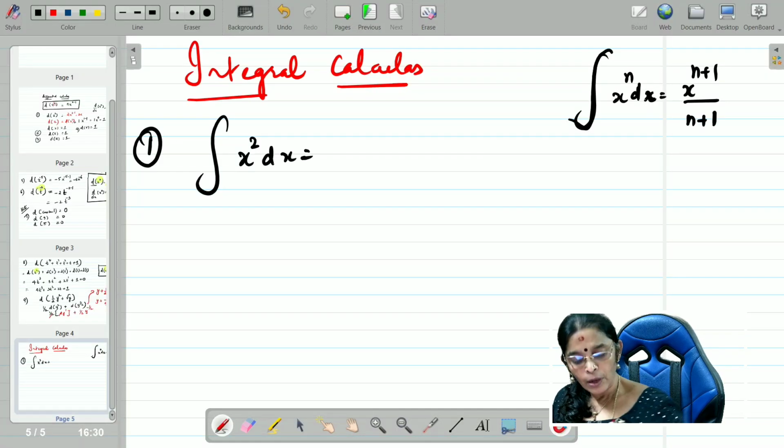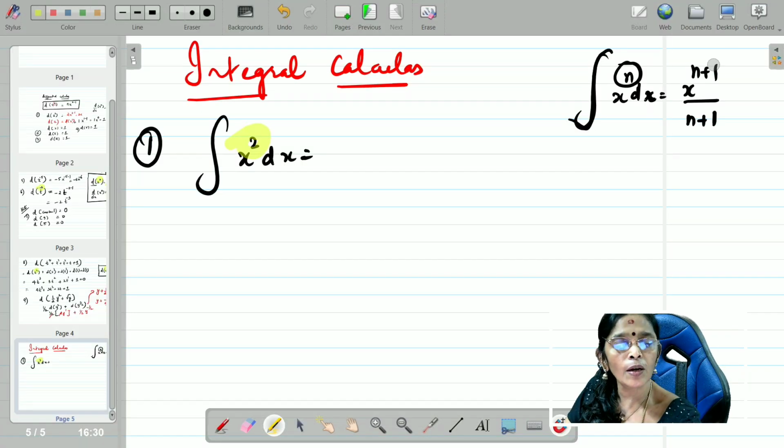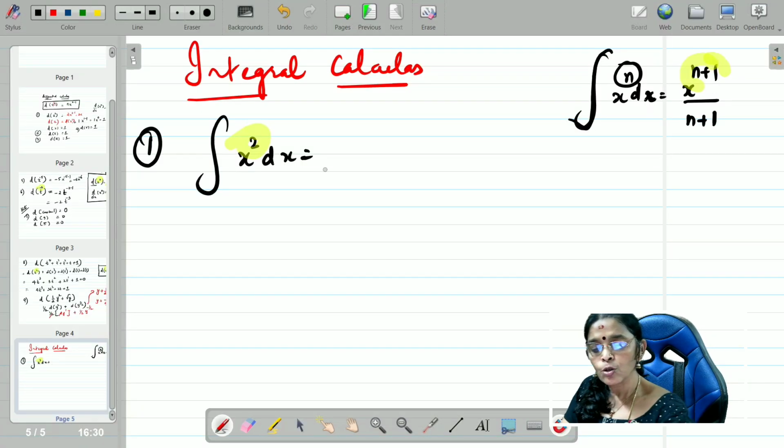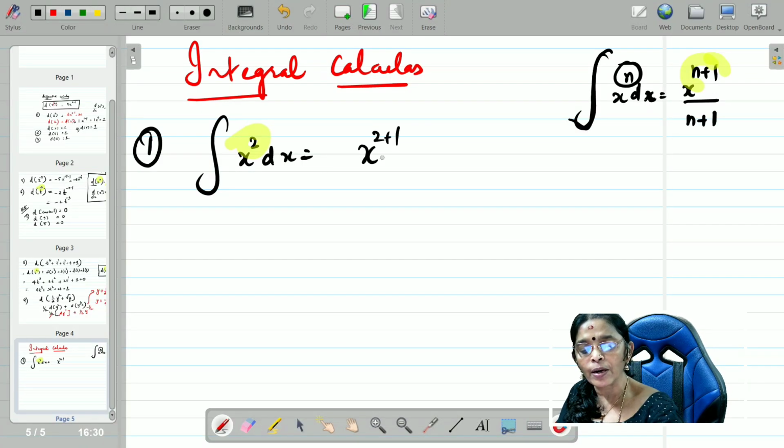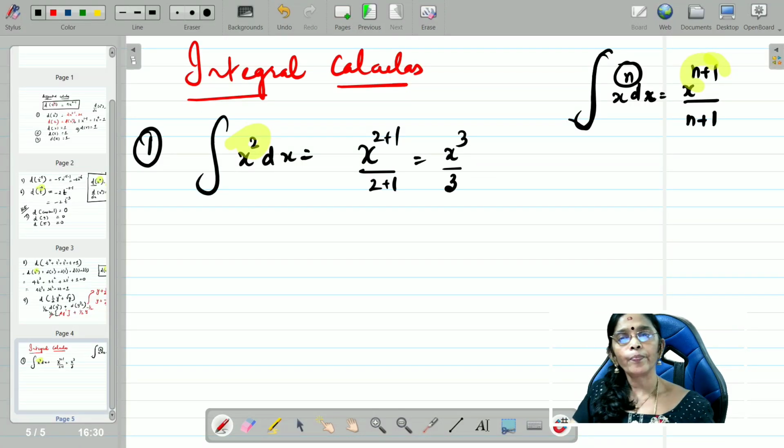That is equal to, instead of n, what is there, children? Instead of n, 2 is there. Substitute, that's all. N plus 1 you're writing, no? So therefore, you write 2 plus 1 divided by 2 plus 1. That is equal to x cubed divided by 3.